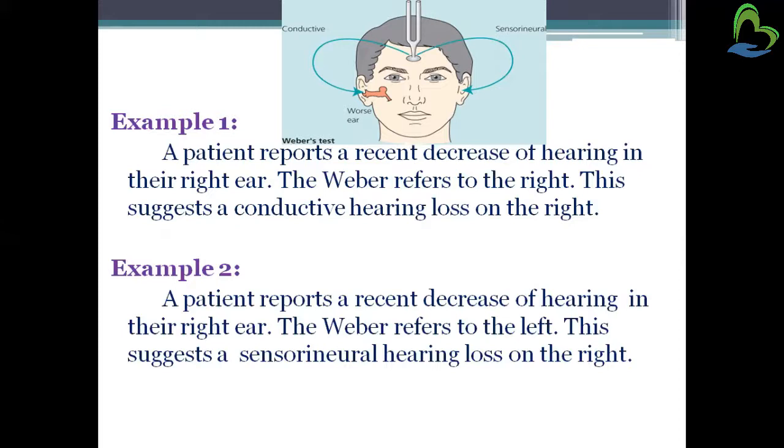Then we will see the next example. A patient reports a recent decrease of hearing in the right ear. The Weber refers to the left. This suggests a sensorineural hearing loss on the right. You will study this in detail by practicing it. You must do the practice. We will study it in labs.